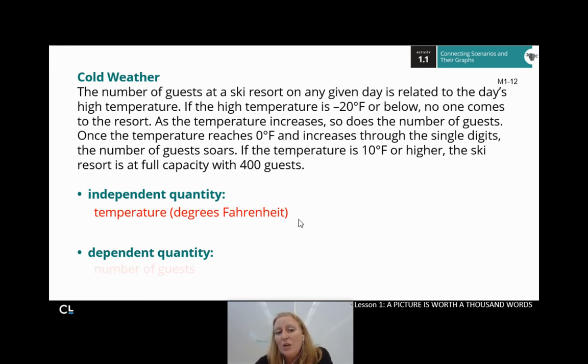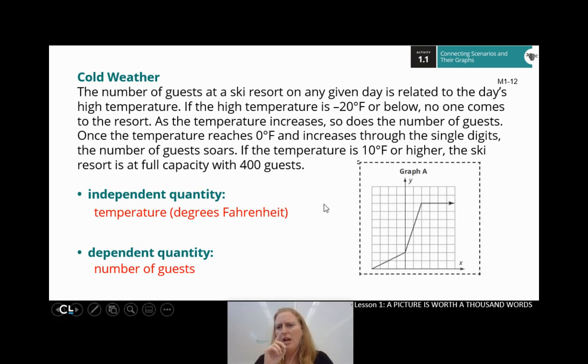The dependent quantity is the number of guests, because we've noticed the number of guests we have depends on the temperature. If it's too cold, nobody's coming. As it warms up, more people come. And then, of course, from 0 to 10 degrees, it just gets crazy. Like everybody and their brother is showing up for this. But at some point we top out. The resort can only hold 400 guests, and so at some point we will top out.